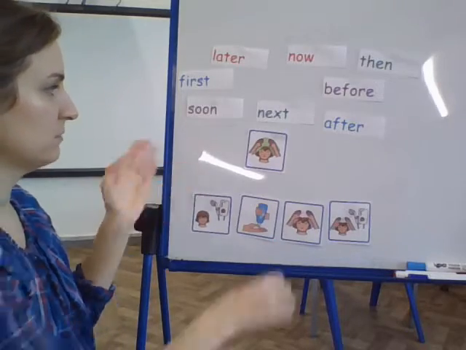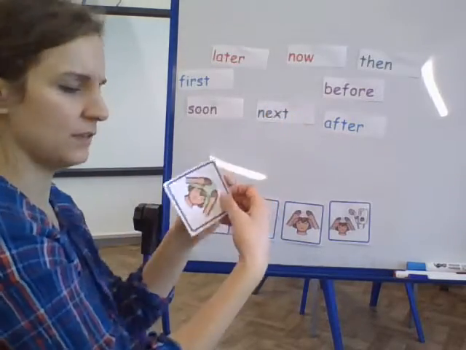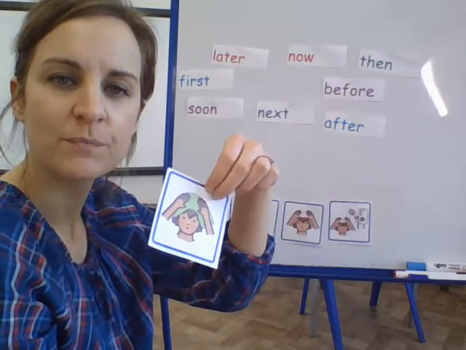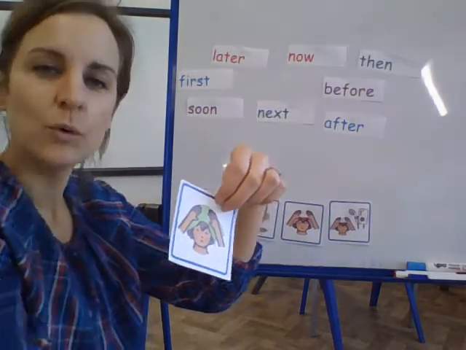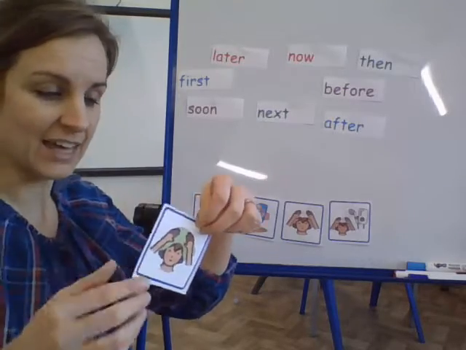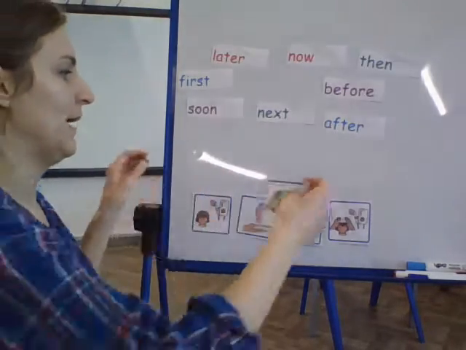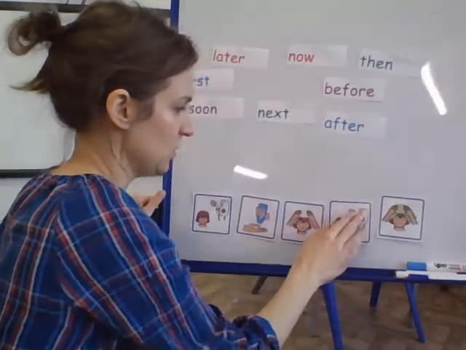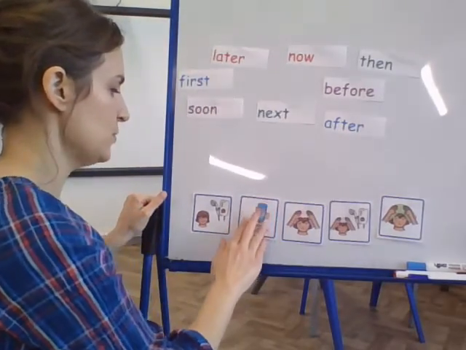Okay, there's one left. Must be this one at the end. Is that right? What do you think? What's happening in that picture? Of course, she's using a towel to dry off her hair. So she's finished cleaning her hair and now it's time to dry it. Oh, wow, look at us. We've got that in the right order. Thank you, reception.